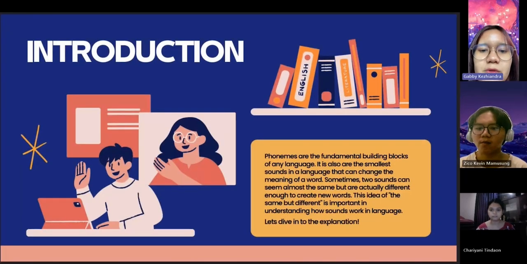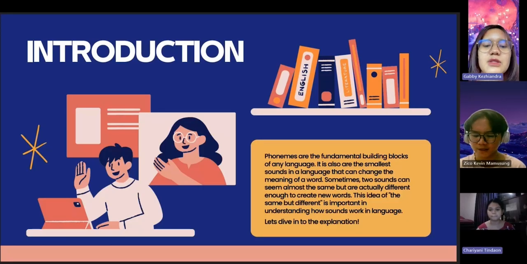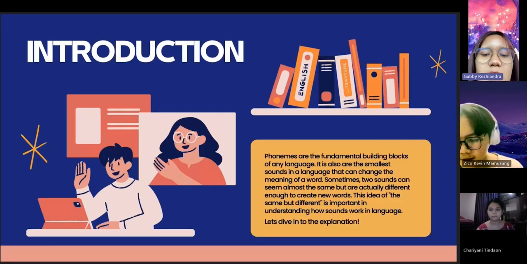Okay, so phonemes are the fundamental building blocks of any language. They are also the smallest sounds in a language that can change the meaning of a word. Sometimes two sounds can seem almost the same, but they are actually different enough to create new words. This idea of the same but different is important in understanding how sounds work in language. So basically, phonemes are the basic sounds in a language that distinguish meaning. The same letter can represent different phonemes, making it important to focus on the sound, not just the spelling.